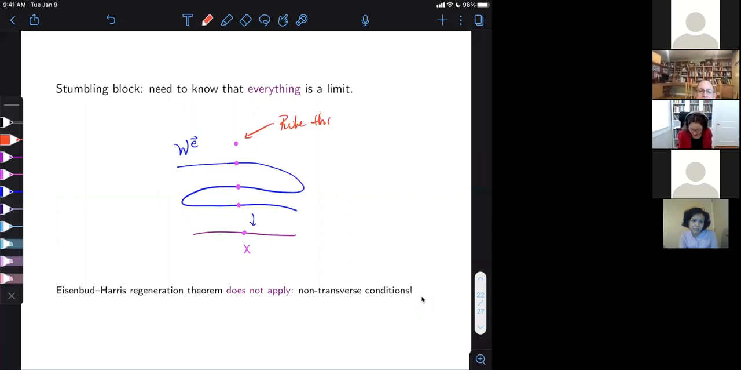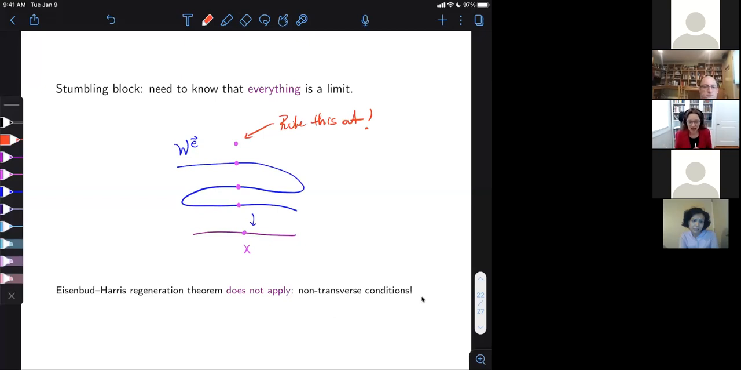And this is not specific to this Brill-Noether splitting picture. This is true in general. And Eisenbud and Harris worked around this by proving a regeneration theorem for limit linear series. And it does not apply in this case, precisely because that theorem is all about dimensions being correct. It's a bunch of dimension counts, and the dimensions are incorrect here. There are very non-transverse conditions that cut out these splitting loci.